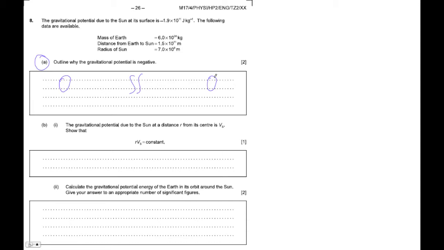If they get closer to each other than infinitely far away, it requires work to get them to infinity. So if you've got to do work to get it to infinity, doesn't that mean that if they're somewhat close to each other, that's a negative potential? Anyway, that's the argument you need to make. And I did make two points there.